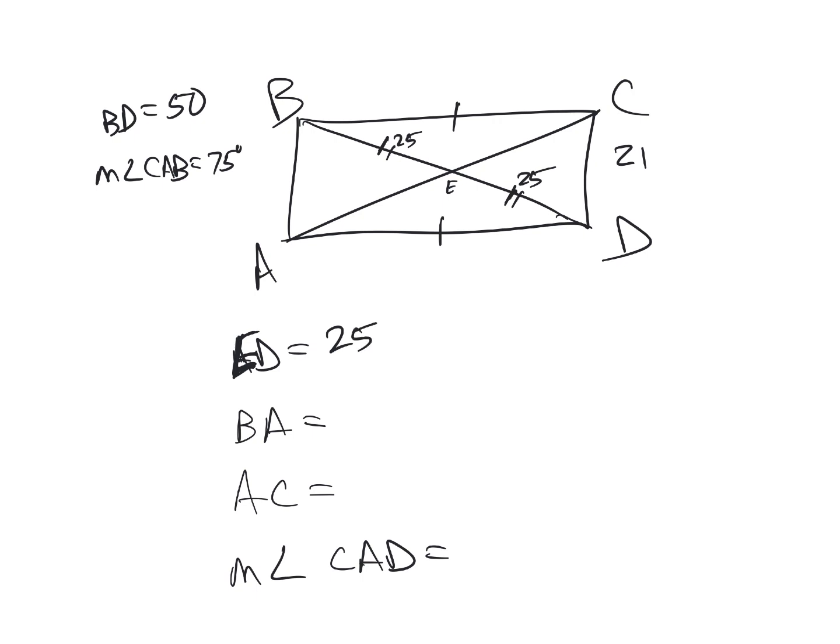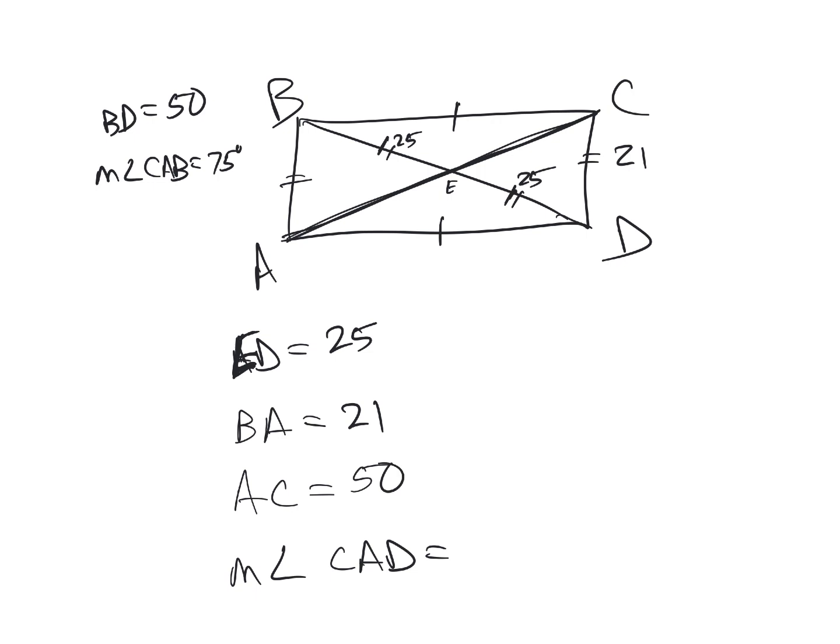So BA is the same as CD in a rectangle, so that's 21. And AC is the other diagonal. And in a rectangle, both diagonals are the same, so this is 50.